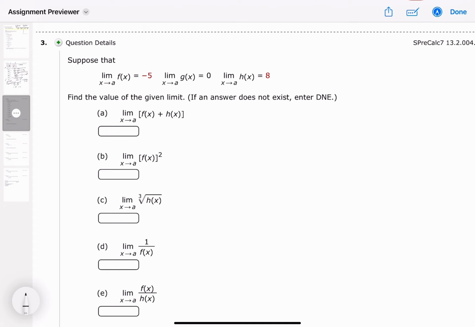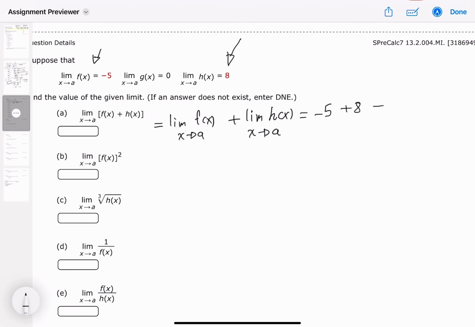So here, again, I will rewrite this as the limit of f of x plus the limit of h of x as x approaches a. You see? And what is the first limit? I have it here. That is -5. What is the second limit? I have it here. It's 8. What is -5 plus 8? That is 3. So the first limit is 3.